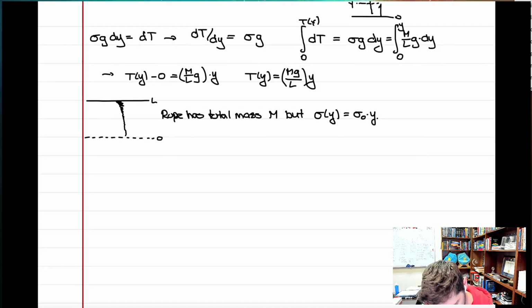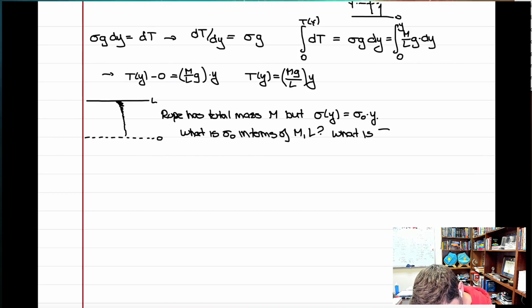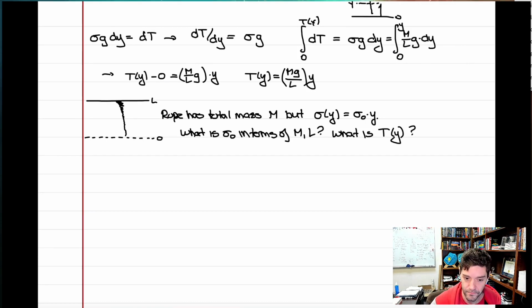Then I want to ask, what is sigma naught in terms of capital M and capital L? And then again, what is T at some arbitrary location y? What is the tension in the rope at some point y as you go up the rope?